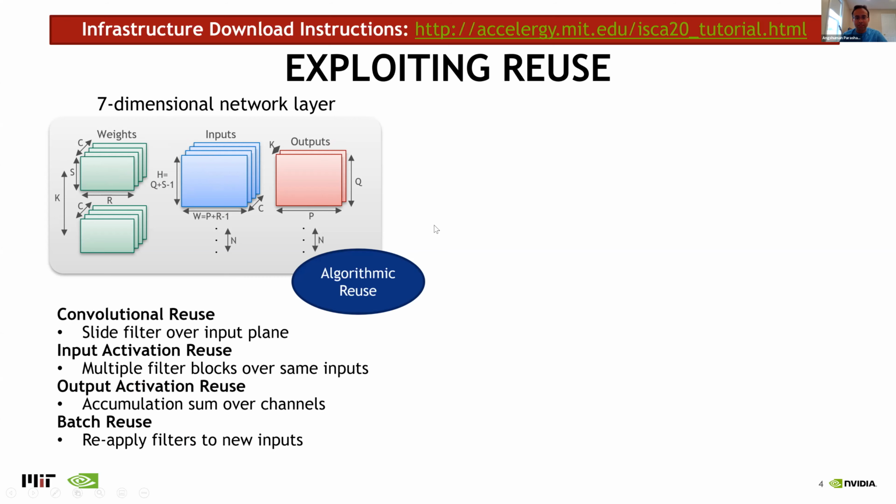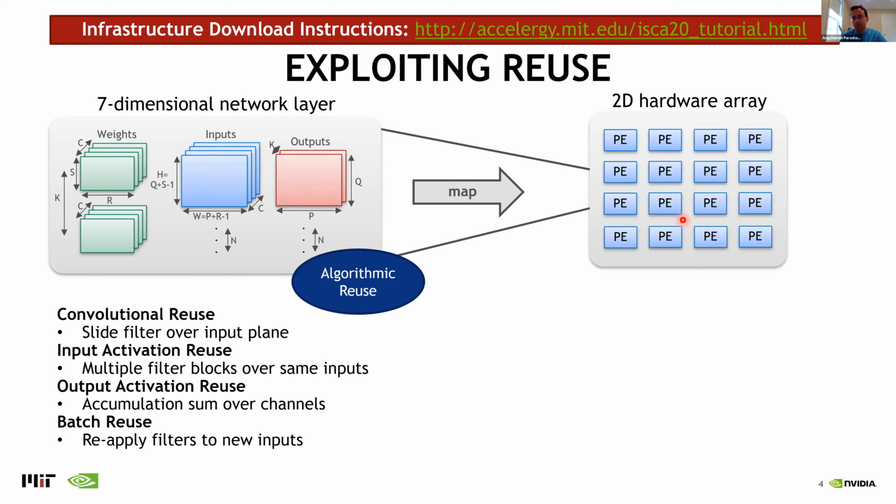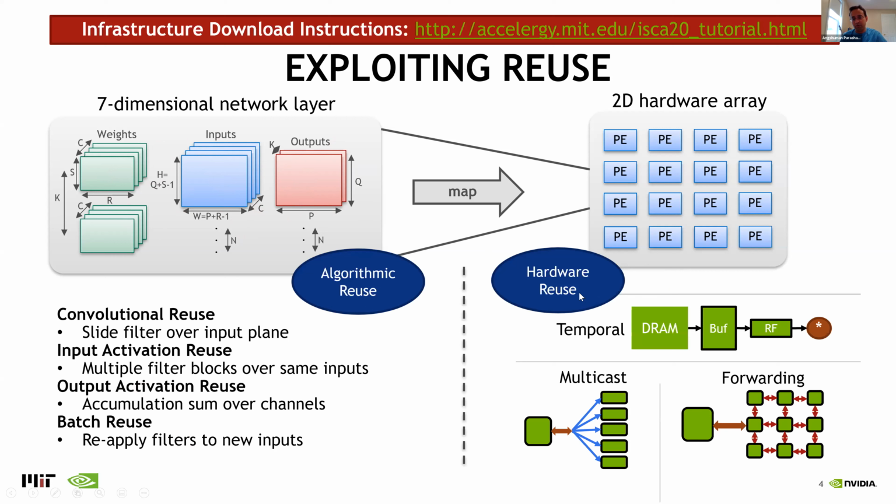But this is a complex network layer with a variety of multidimensional tensors, and eventually we map this down onto a 2-dimensional hardware array. All of these forms of algorithmic reuse need to be mapped onto forms of hardware reuse. And what are forms of hardware reuse? They are your typical temporal reuse, when you fetch a subset of your workload's data into a more efficient buffer that's closer to the data path, and you access that buffer more frequently.